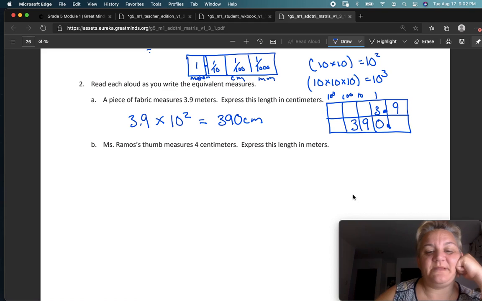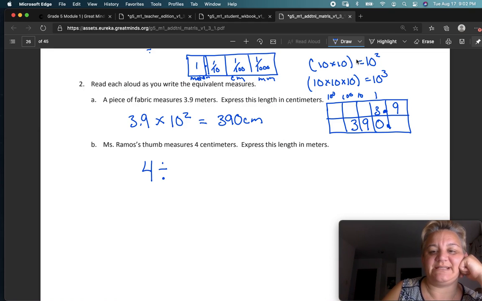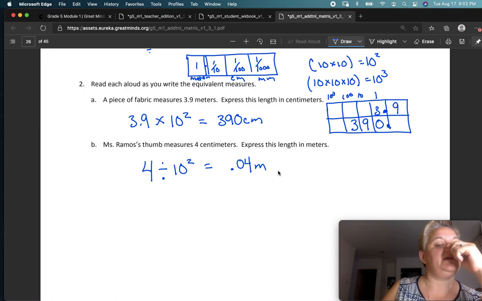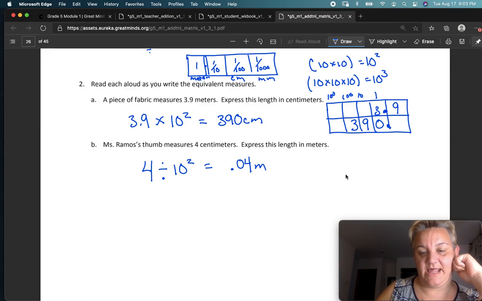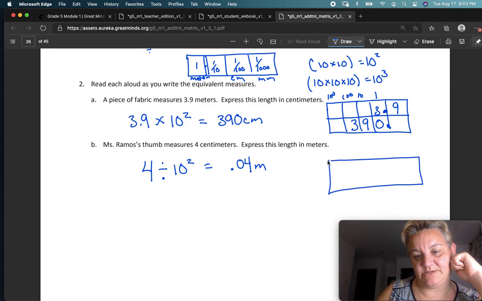Mrs. Ramos's thumb measures 4 centimeters. Express this length in meters. So we're going from smaller to larger, which means we have to divide. Centimeters to meters, again, centimeters to meters is 2 spaces away, so we're using 10 squared. Okay, and that's going to give me 4/100ths of a meter.